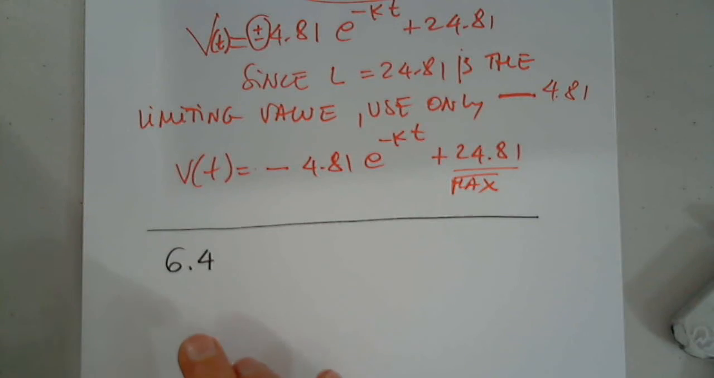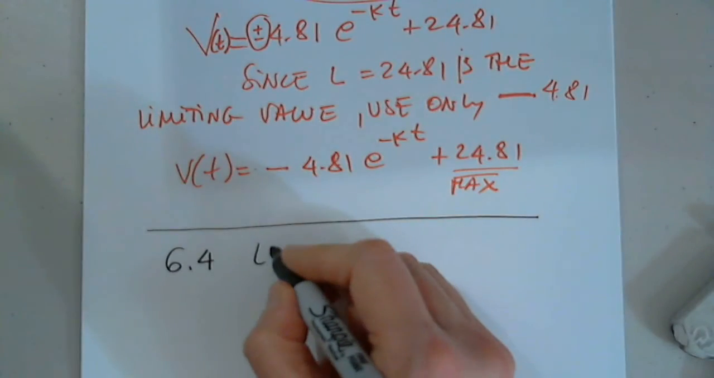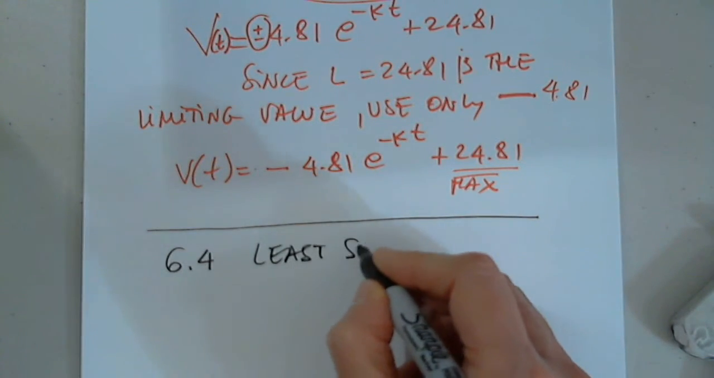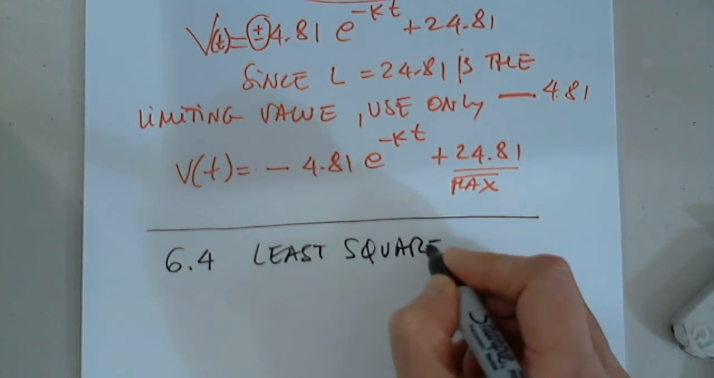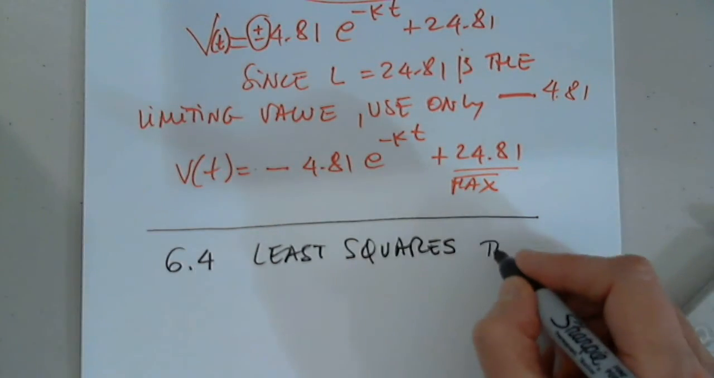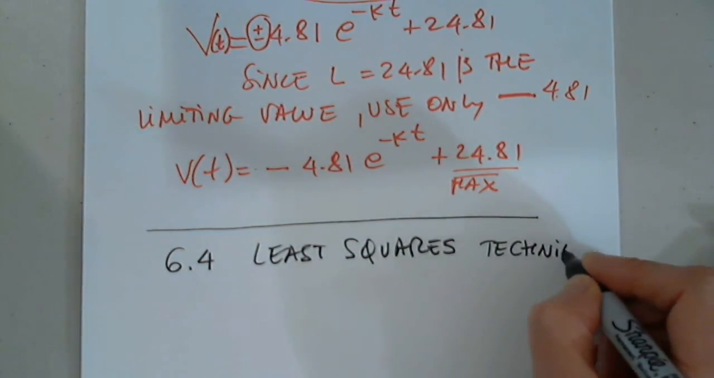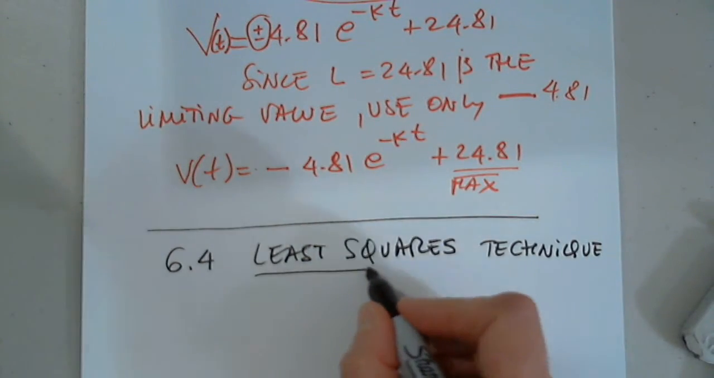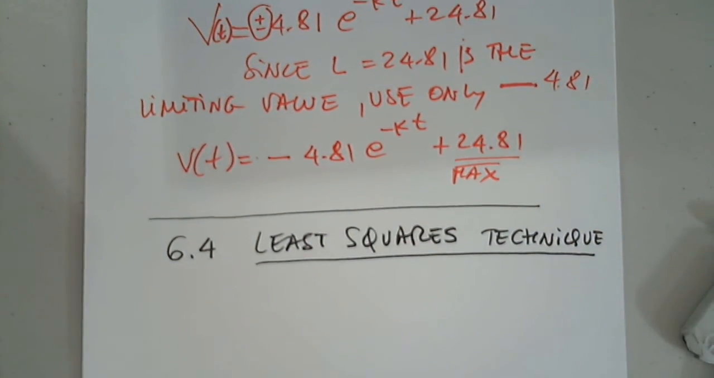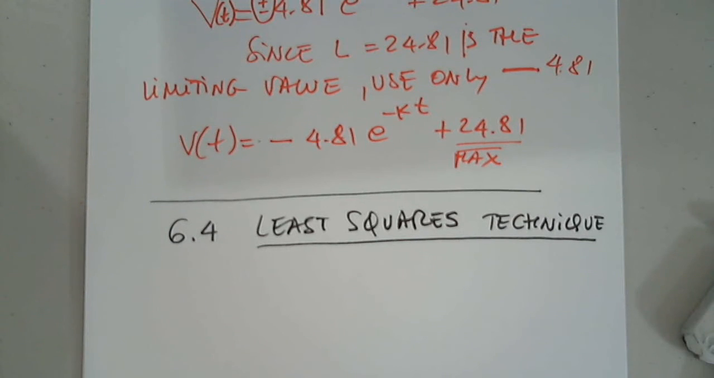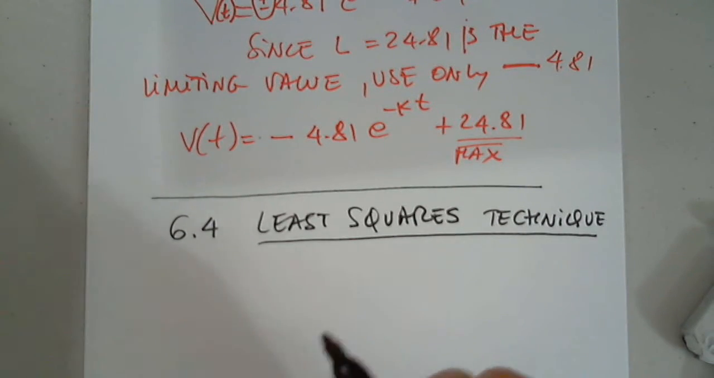6.4, sorry, deals with the least squares technique. And I'll explain what this means. I'm sure you're going to like this. This is the easiest section of the entire course, I want to say.